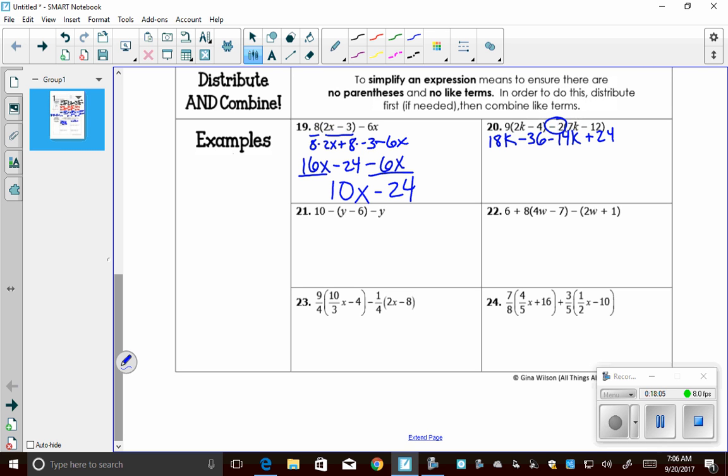Combine like terms. 18k minus 14k will give me 4k. Negative 36 plus 24 is going to give me a negative 12. So your final answer is going to be 4k minus 12.